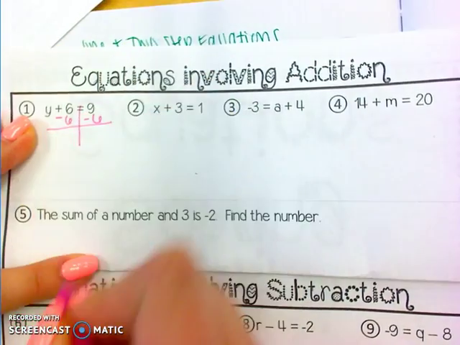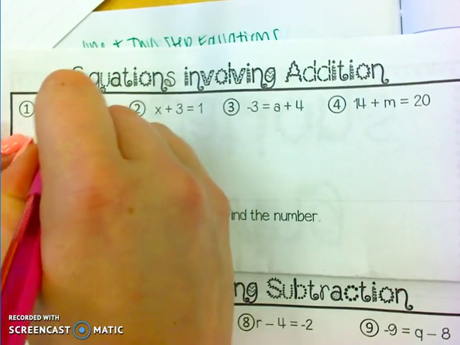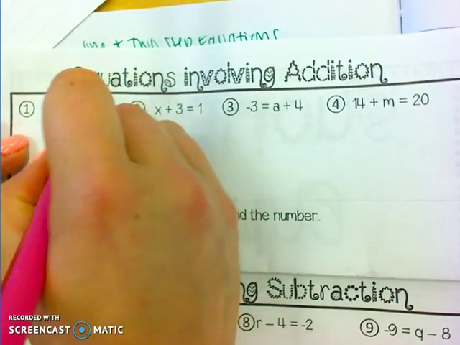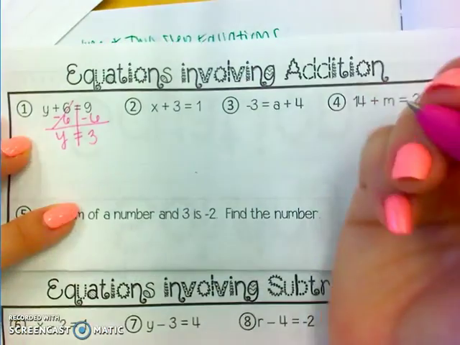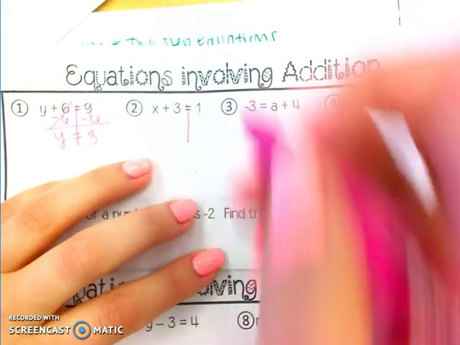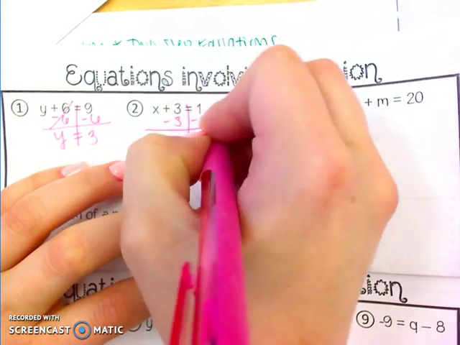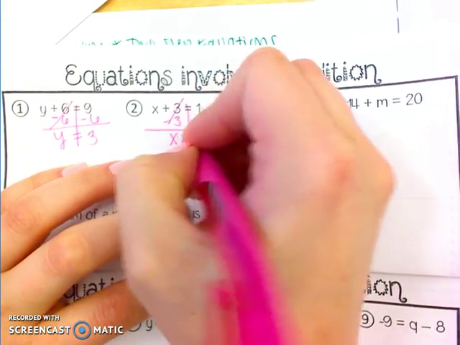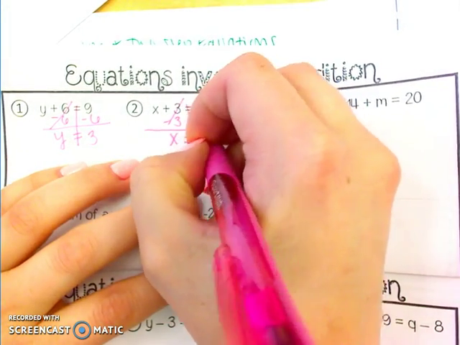a negative 6. Okay. On the left side, I'm left with y, because 6 minus 6 is 0, and 9 minus 6 is 3. Again, inverse operation. Subtract 3 from both sides. I'm left with x equals 1 take away 3 is negative 2.